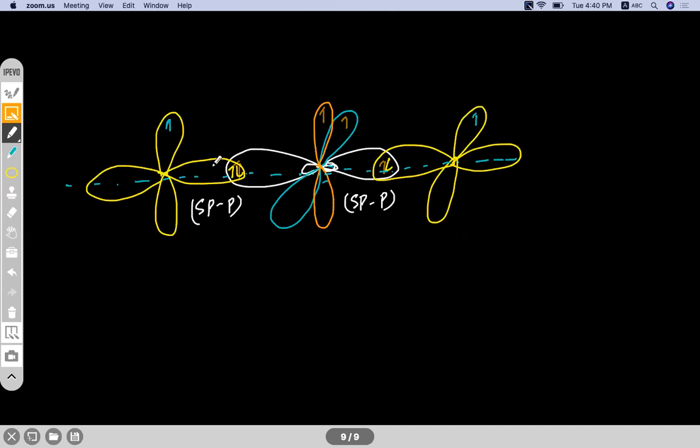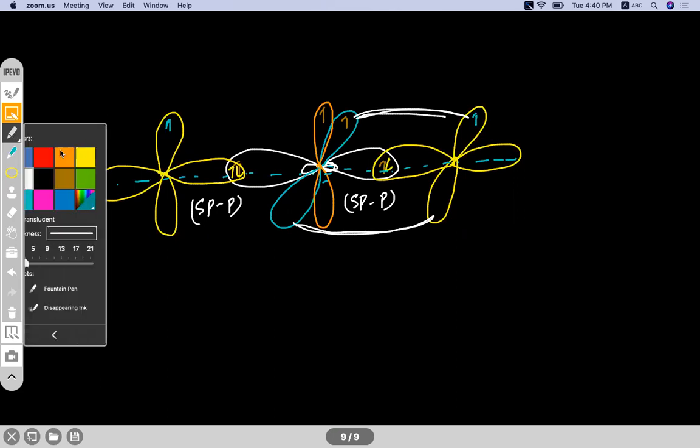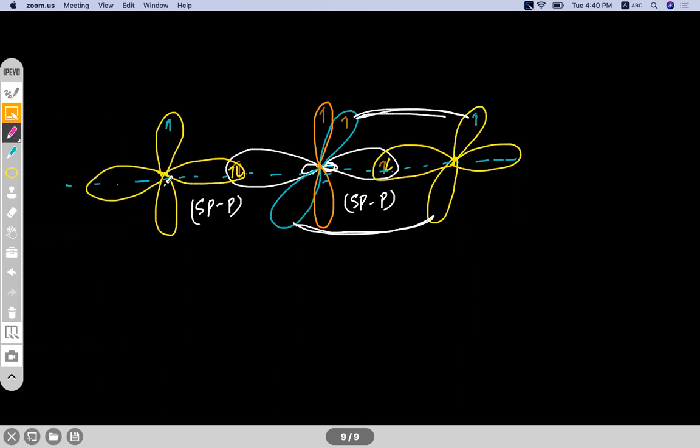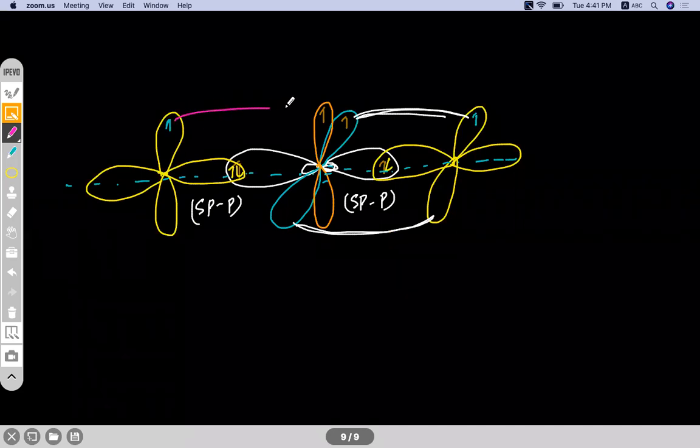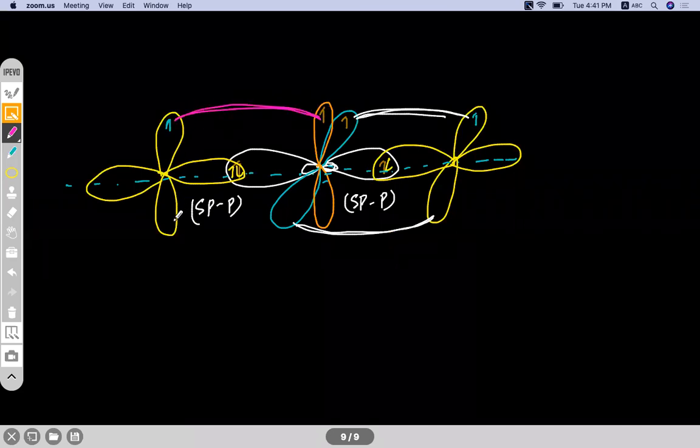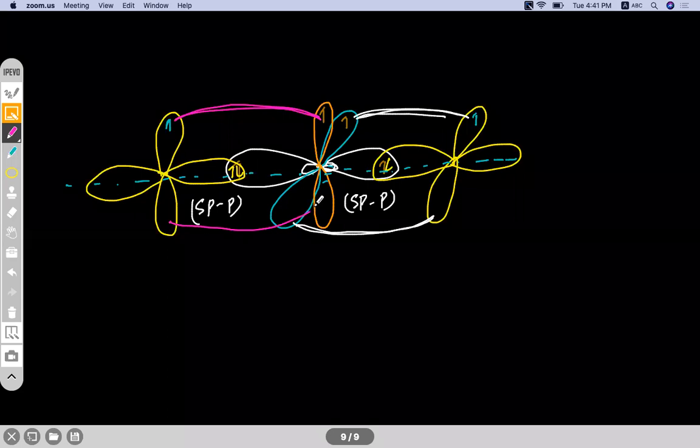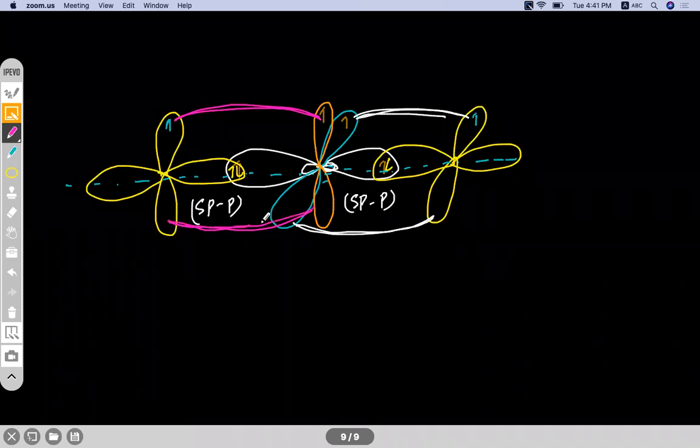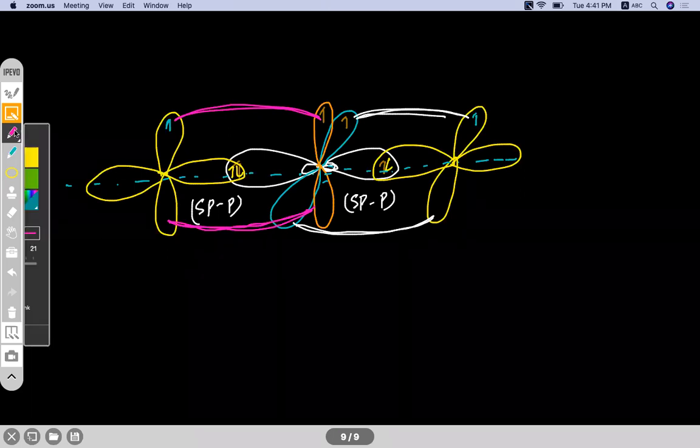Now to form a pi bond between carbon and oxygen, these two orbitals overlap, right? It forms a pi bond, these two overlap, and here also these two orbitals overlap, and these two orbitals also overlap, right?